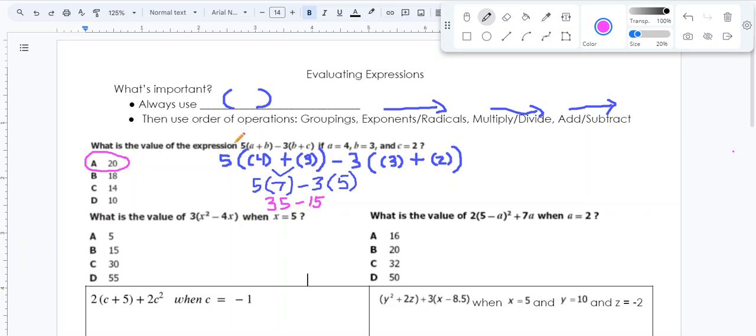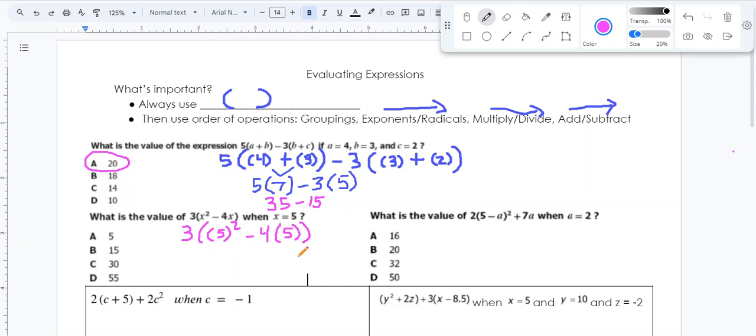All right, so when you evaluate expressions, you always want to plug in using parentheses, okay? And then we just follow the order of operations. What is the value of 3(x squared - 4x) when x equals 5? Let's try that one. All right, so I'm going to do the same thing. I'm going to rewrite my problem, but then I'm going to plug in my value of 5 whenever I see an x. So I see I have x, I'm going to put 5 inside my parentheses, and then I'm going to put squared, then minus 4 times 5, and then I'm going to close up my big parentheses.